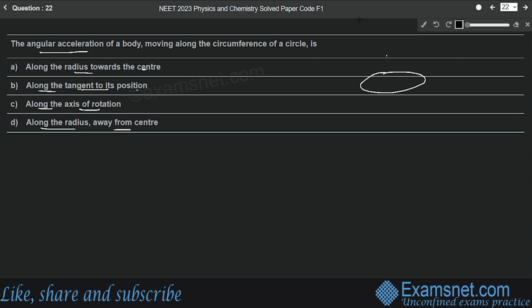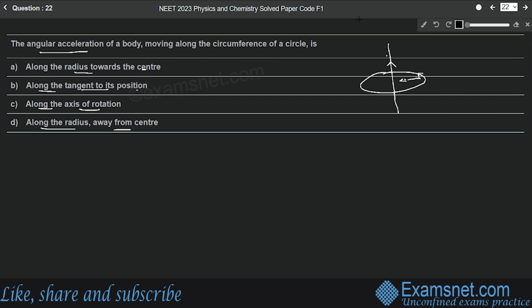We know that when there is a motion along the circumference of a circle, then the angular acceleration is perpendicular to the plane of the rotation. Okay, that means along the axis of the rotation. So here the first option says that it is along the radius. No, it is not along the radius, it is perpendicular to the plane.